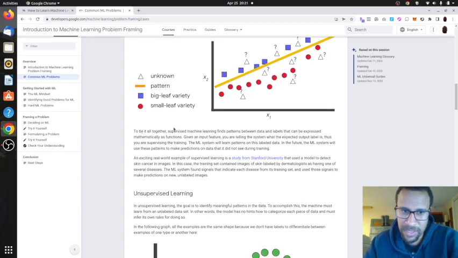So, to tie it all together, supervised machine learning finds patterns between data and labels that can be expressed mathematically as functions. Given an input feature, you are telling the system what the expected output label is, thus you are supervising the training. The machine learning system will learn patterns on this labeled data. In the future, the machine learning system will use these patterns to make predictions on data that it did not see during training.